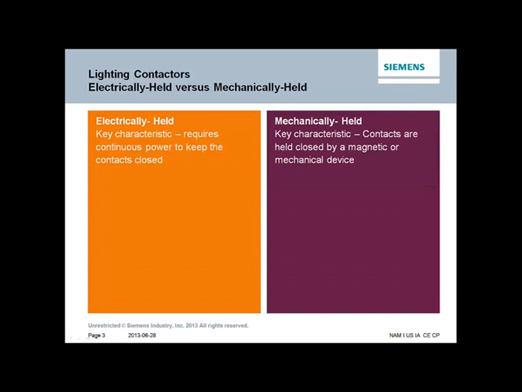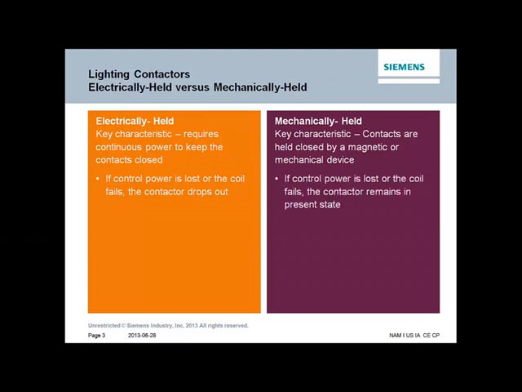With an electrically held contactor, if the control power is lost or if the coil fails, the contactor drops out. However, with mechanically held, even if the control power is lost or the coil fails, the contactor remains in its present state. So if something was to happen to the control power or the coil and the contactor's contacts were closed, the contacts would remain closed because they are being held closed with a magnet or some mechanical device. Then to open them, a control signal would be sent to the coil to unlatch the contacts or to unpolarize the magnet.